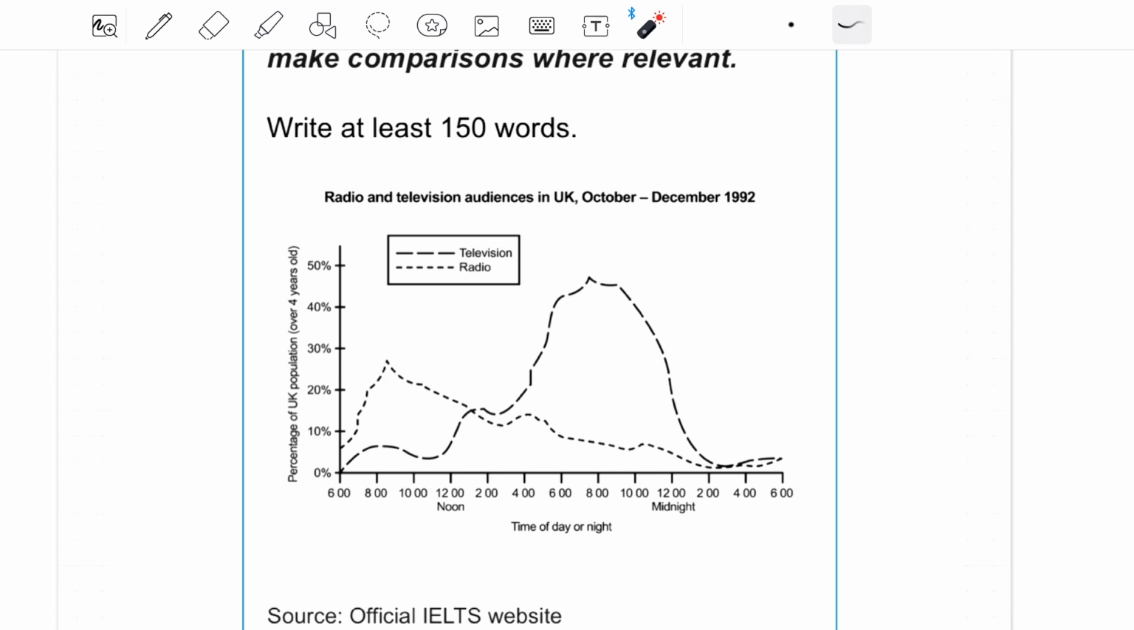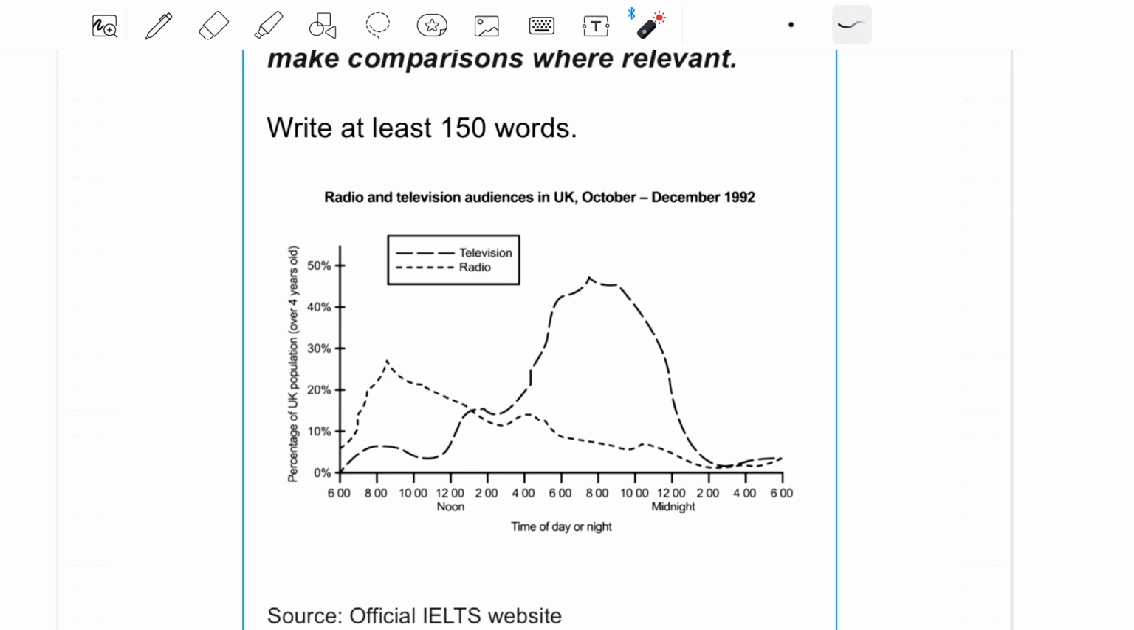As you can see, there is a line which is depicting television viewers, and then there's another one which shows people listening to radio. It's quite obvious that there are more people listening to radio in the earlier part of the day, and people watching television are more active in the later part of the day. So, opposite trends, and that's something which you should really point out in your overview before you write your main body. That's important, and this is something which you need to spot.